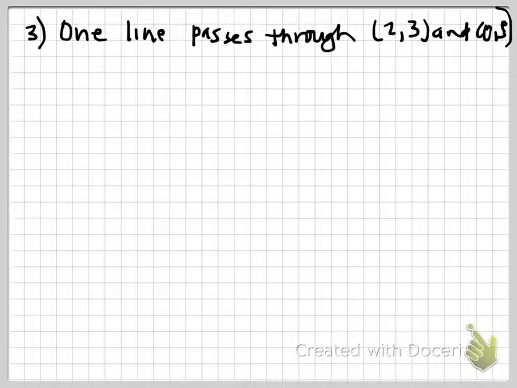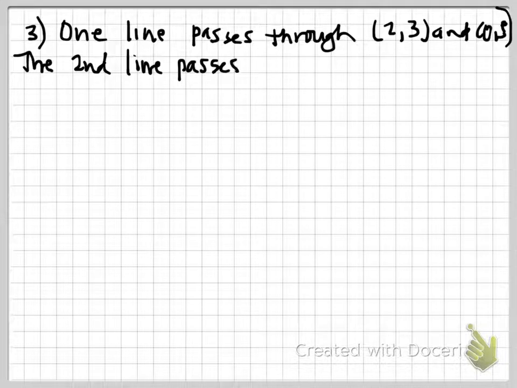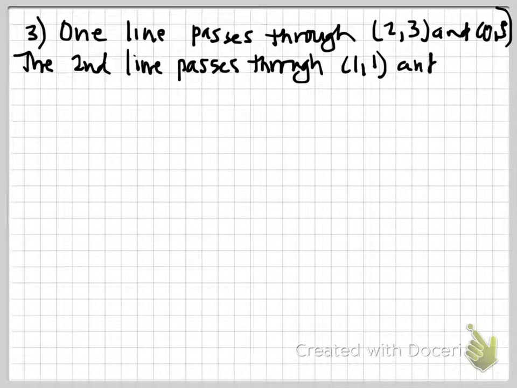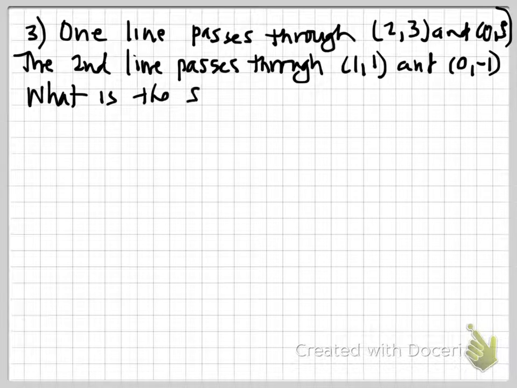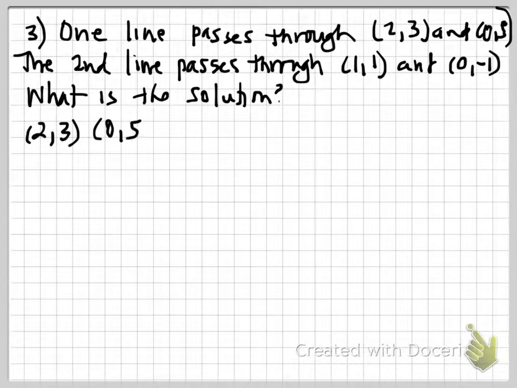The second line passes through (1, 1) and (0, negative 1). What is the solution? So I'm going to separate my 2 points. These belong together, and these belong together.